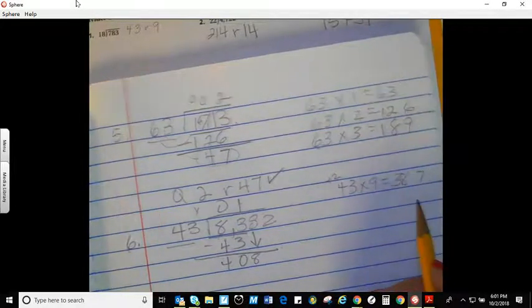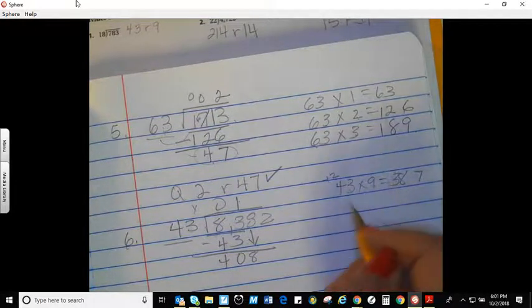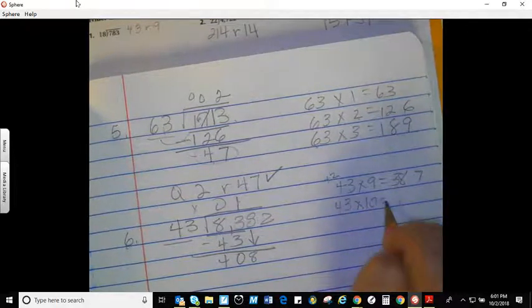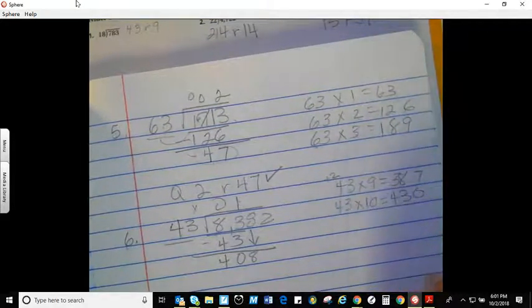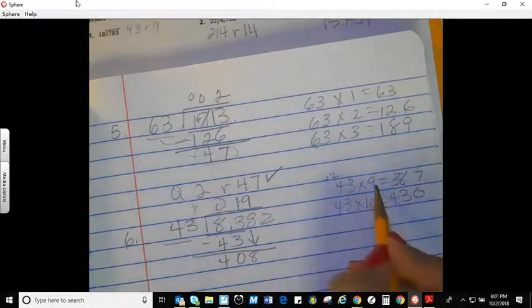I added another group of 43. Will that go over or even or be less than? So let's do 43 times 10. Look at this. That's 430, and that's way too big. So this becomes a 9. 9 groups go into it.